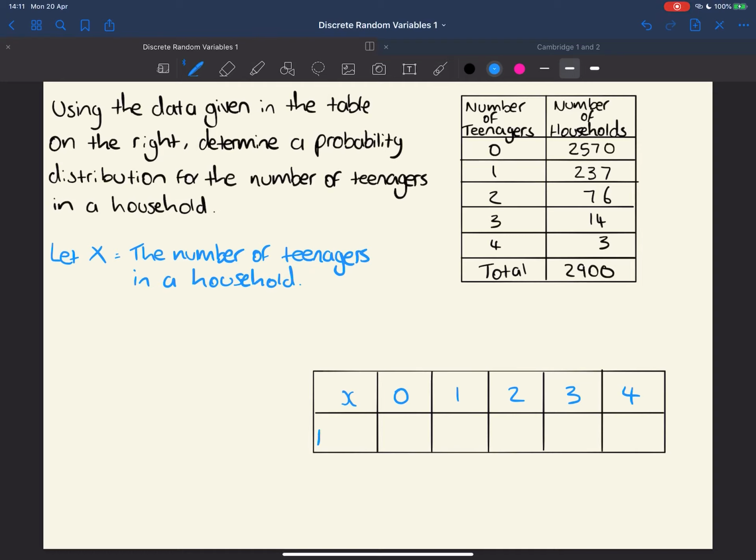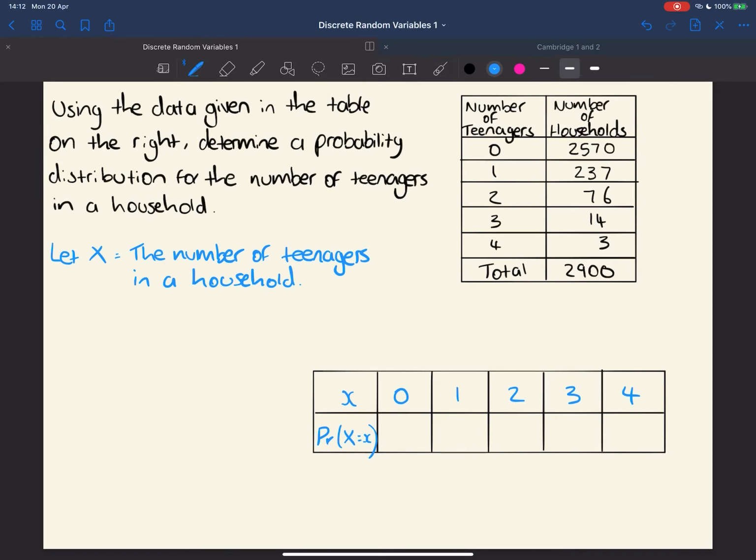And the bottom row will be the probability that our variable will be each of these numbers. So I'm basically saying, what's the probability that our variable, which is the number of teenagers in a household, is 0, or is 1, or is 2, and we just put the answer down below there.